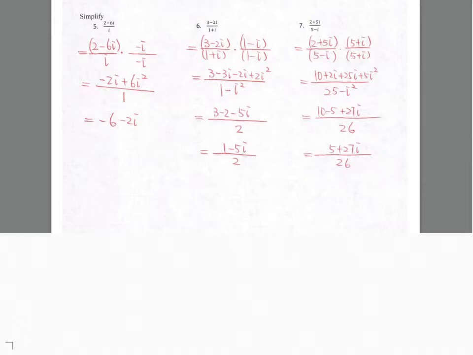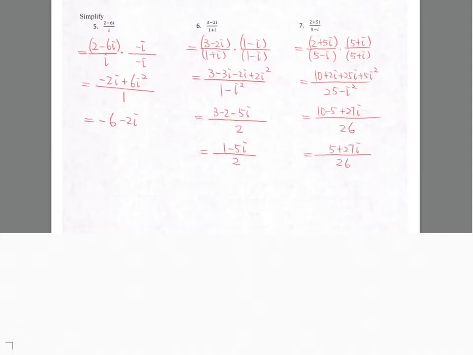Multiply your top and bottom with the complex conjugate of your denominators. So what's the complex conjugate of i? i is the imaginary unit, so multiply top and bottom with negative i. Negative i top and bottom. So i times negative i gives negative i squared at the denominator. Negative i squared is negative 1, so minus negative 1 becomes positive 1.